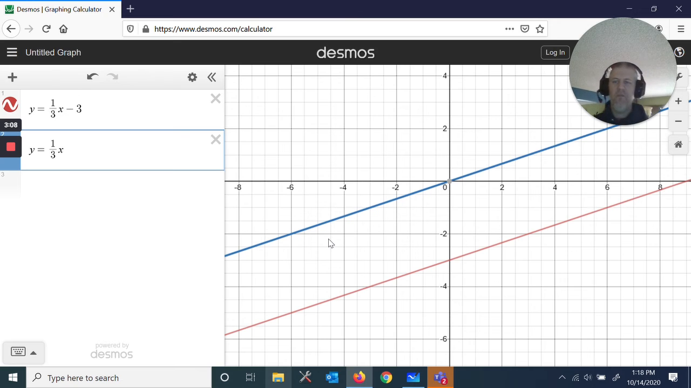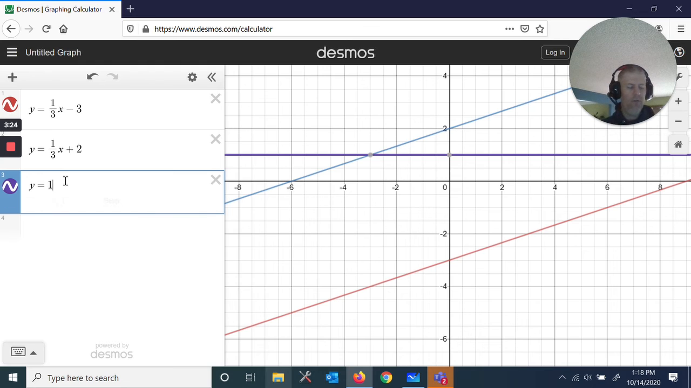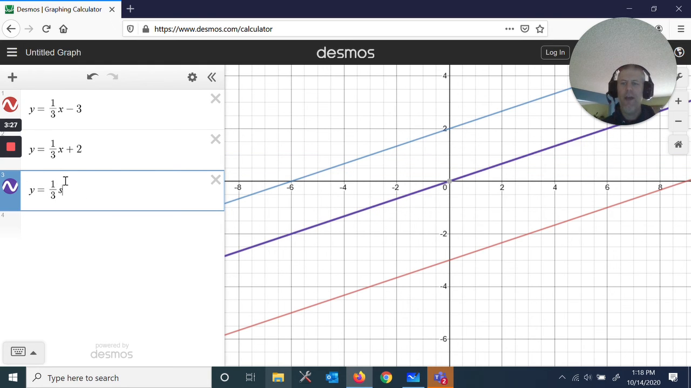So if I want to shift it up 6 points, let's actually do something different. Let's do 5 points. So +2. So if I go up 1, 2, 3, 4, 5, I cross at 0, -2. That's my y-intercept. That line is parallel. Okay, let's do another one. Y equals 1/3 x.